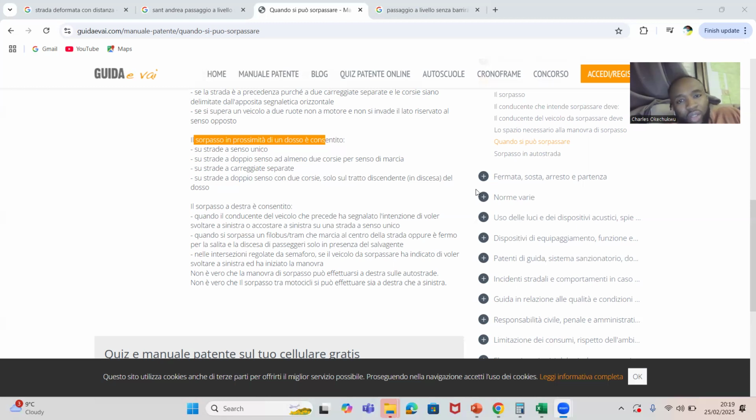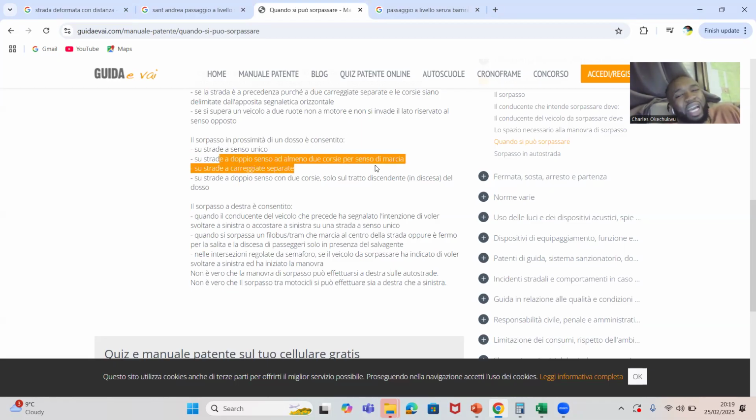All right. So they tell us now, il sorpasso very close to a dorso is allowed su strada senso unico. Simple, guys. Because in senso unico, cars are not coming from the opposite direction. It doesn't matter the number of cars here. Watch. Sorpasso is allowed in a dorso. Watch. Su strada doppio senso, ad almeno 2 corsia per senso di marcia.